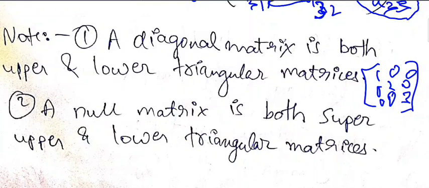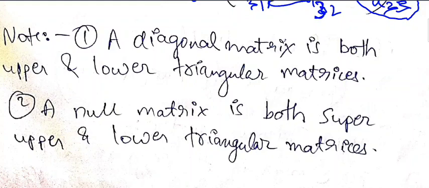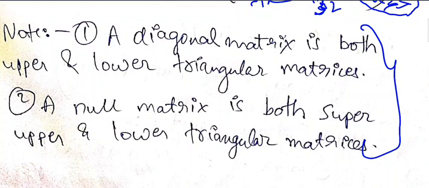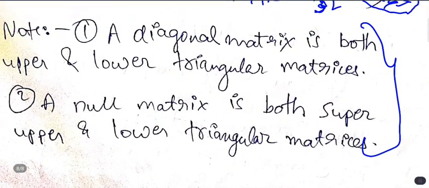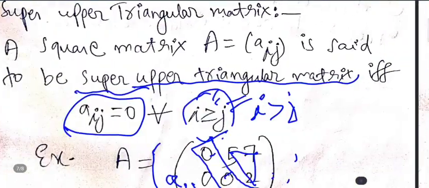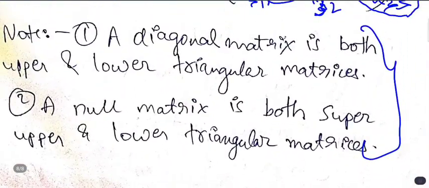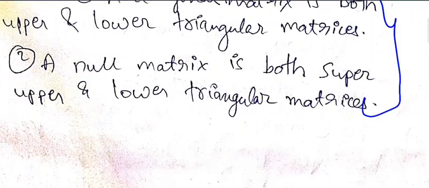These are very, very important while solving problems. You have to keep these two concepts on your fingertips: a diagonal matrix is both upper and lower triangular matrix, and a null matrix is both super upper and super lower triangular matrix. Just note these two things down in your notebook and keep them in mind.